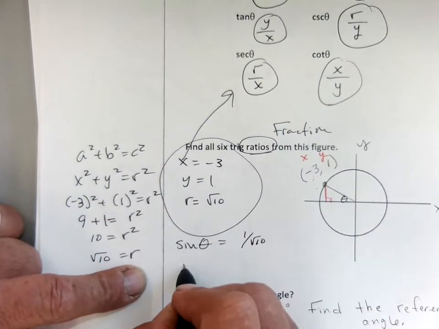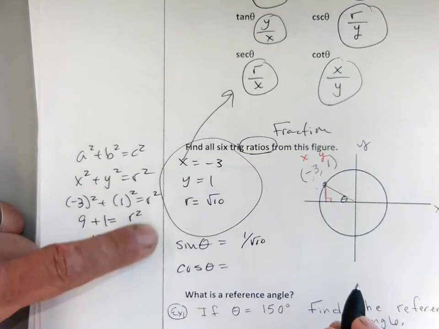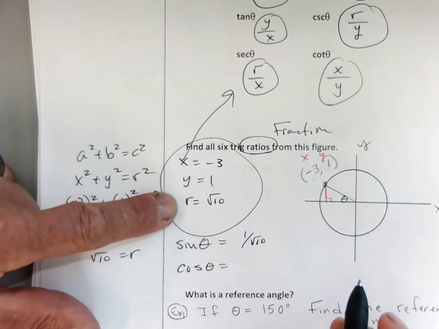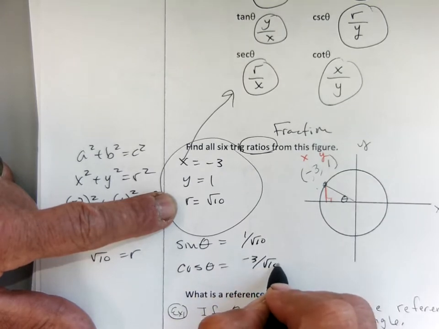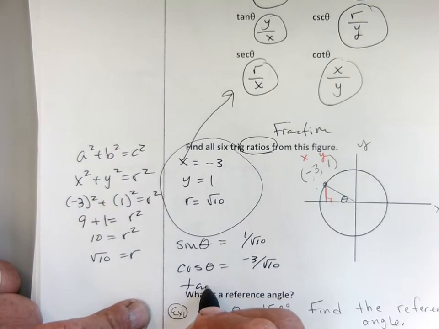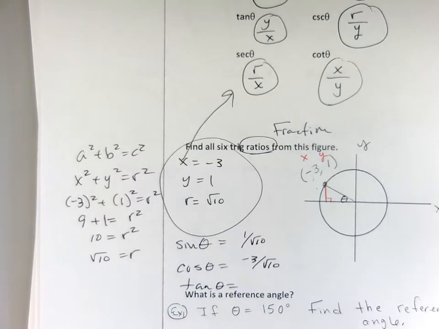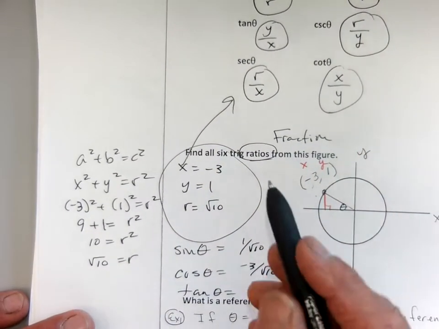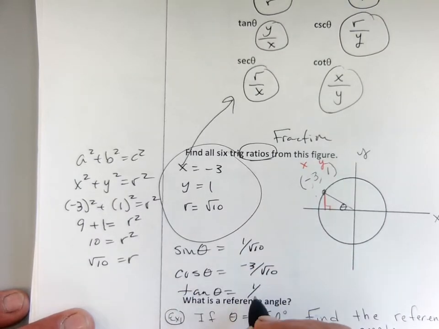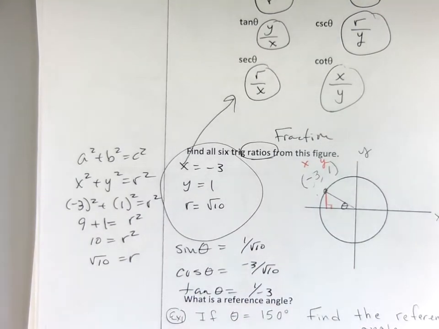The cosine of theta, well, cosine's the x value over the radius, which is going to be negative 3 over the square root of 10. The tangent of theta, which is the y over the x, is just going to be my 1 over negative 3.